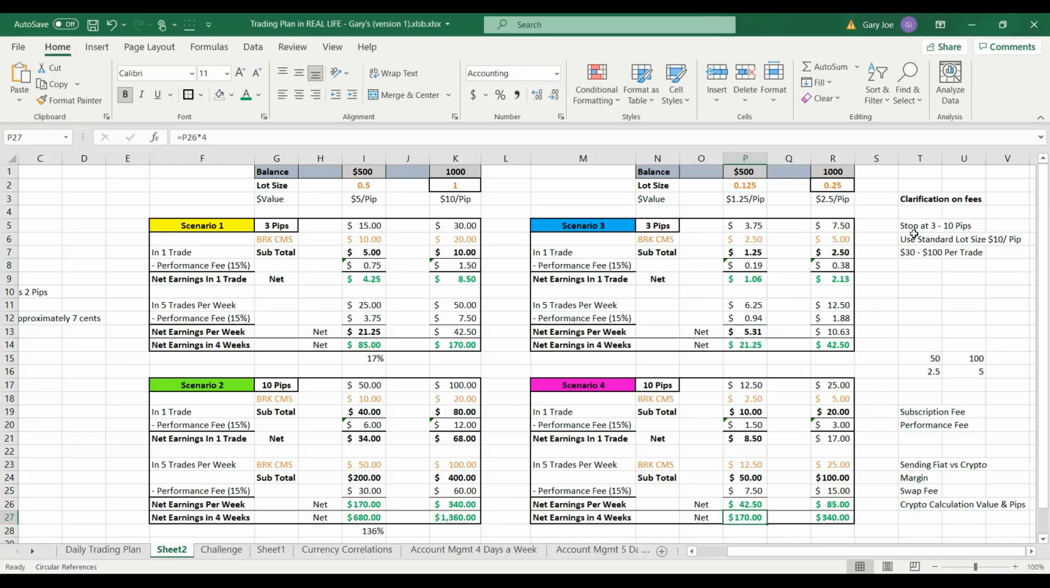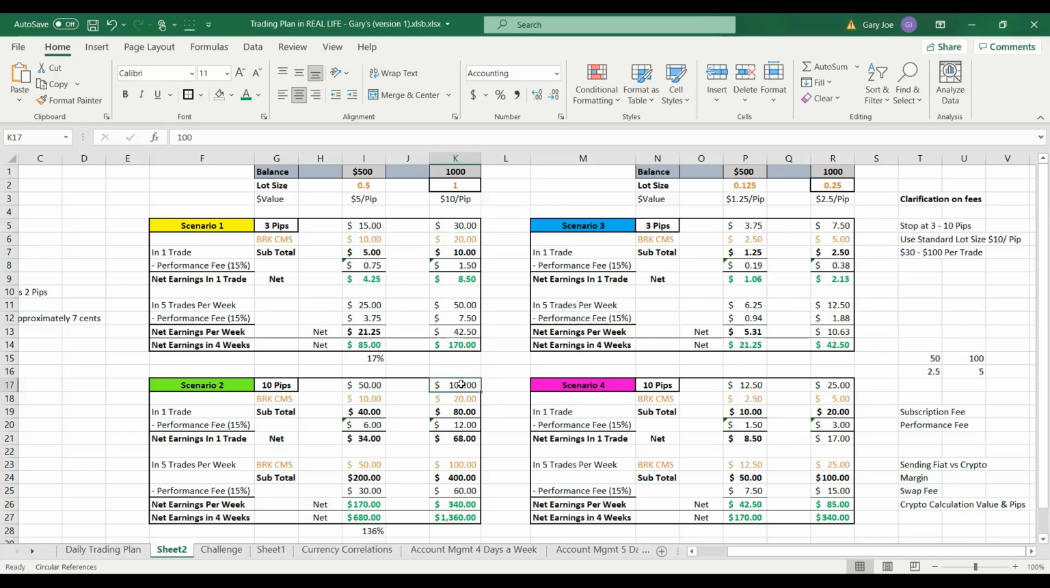So now we have that clarity. So between 3 to 10 pips is the gauge per trade. 3 to 10 pips will be $30 to $100 in profit per trade before fees are taken out.